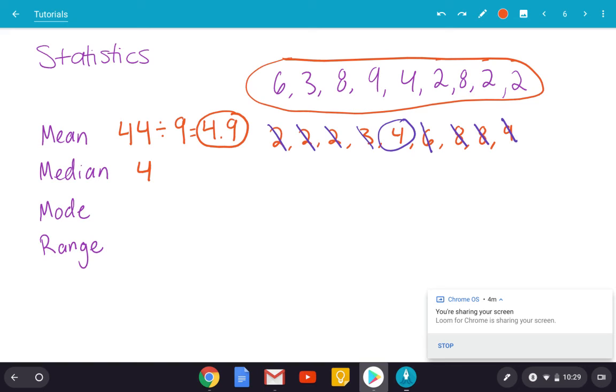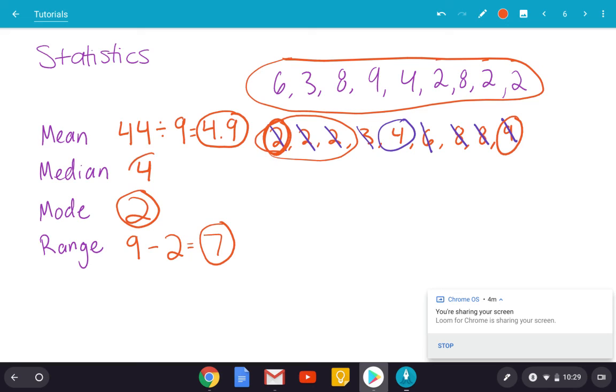Mode is the number that occurs the most. So the only one that occurs 3 times is the number 2. So 2 would be our mode. And then the range is the difference between the biggest number and the smallest number. So the biggest number is 9. That's the maximum. The minimum is 2. And that would mean that the range is 7.